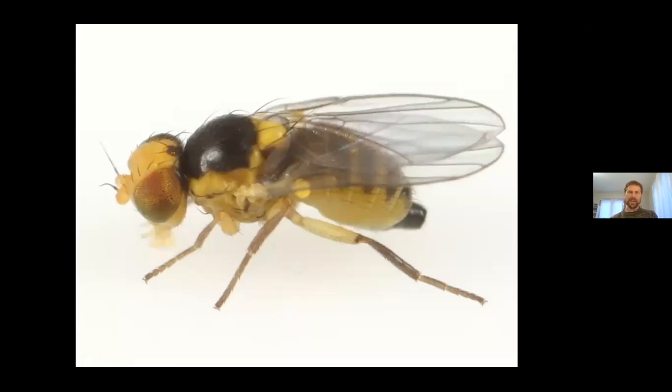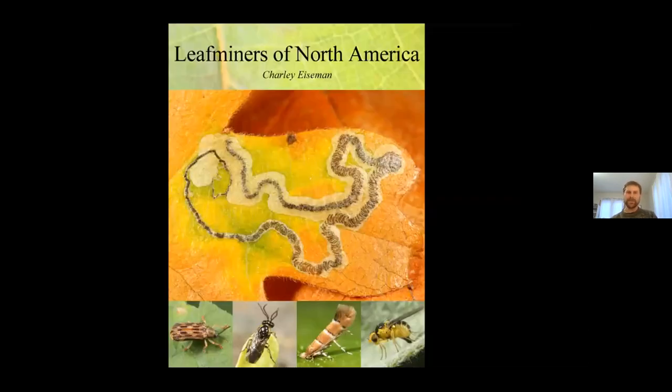And leaf miners will be a recurring theme in this talk because I've spent the past decade compiling all the information I could find about leaf miners to create this complete guide to leaf miners of North America. There are several hundred species of leaf mining flies. There are also over 1,000 species of leaf mining moths in 40 different families. There are just over 200 species of leaf mining beetles in North America and about 40 leaf mining sawflies, which are kind of wasp-like things.